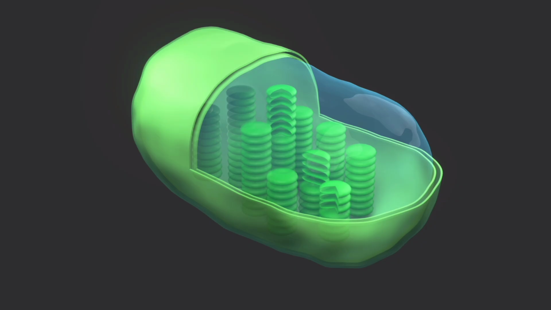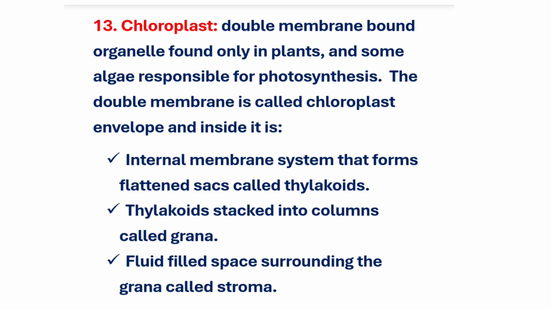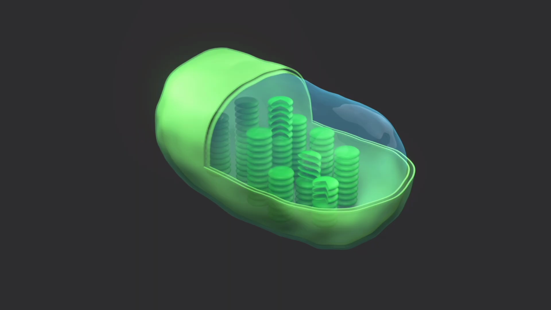Chloroplast. It's a double membrane-bound organelle found in plant cells and some algae, responsible for photosynthesis. The double membrane is also called the chloroplast envelope, and this regulates the passage of molecules between the stroma and cytosol. Inside the envelope is a third internal membrane system that forms flattened sacs called thylakoids. These are sites for the light-dependent reactions of photosynthesis.